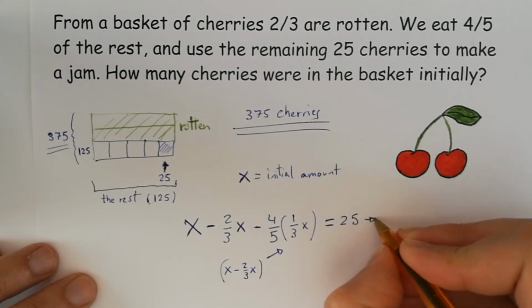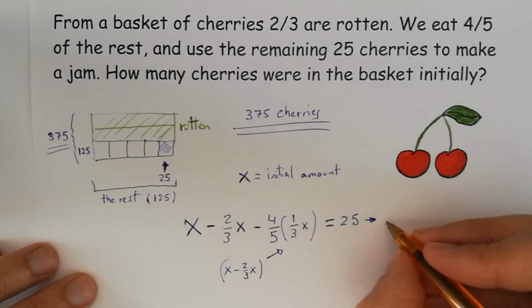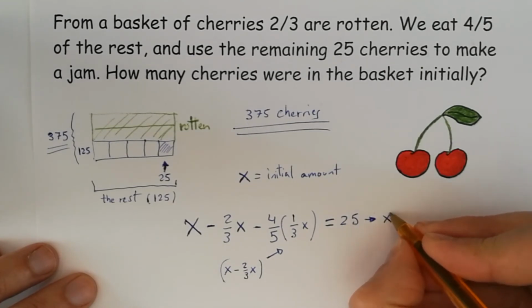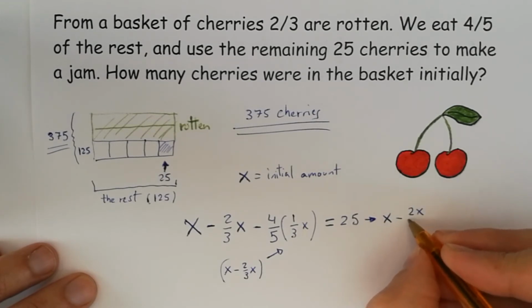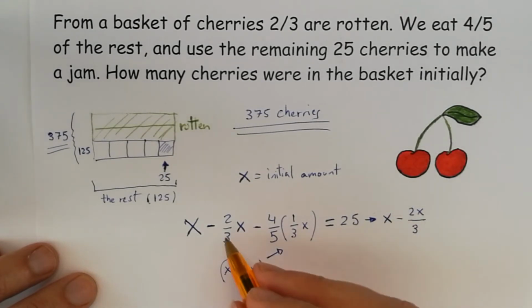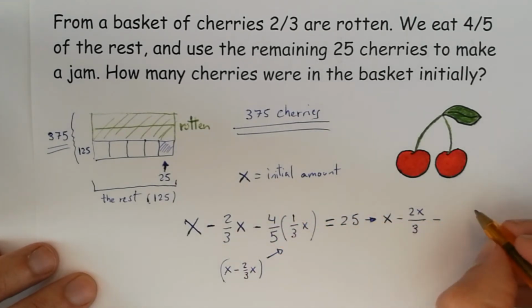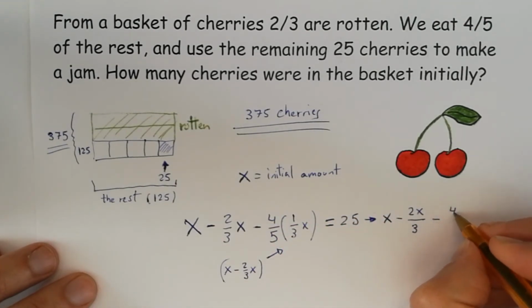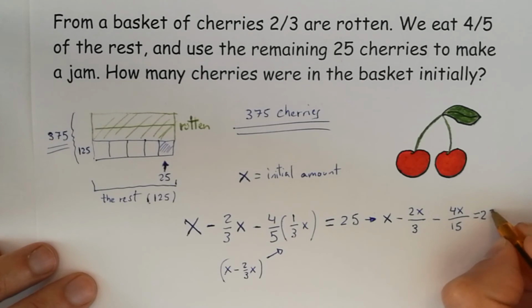Now let's work with this equation. Let's multiply everything as the first step. The x is going to be on top. Now we multiply 4 times 1 for x. And as a denominator, we get 15. And here, 25.